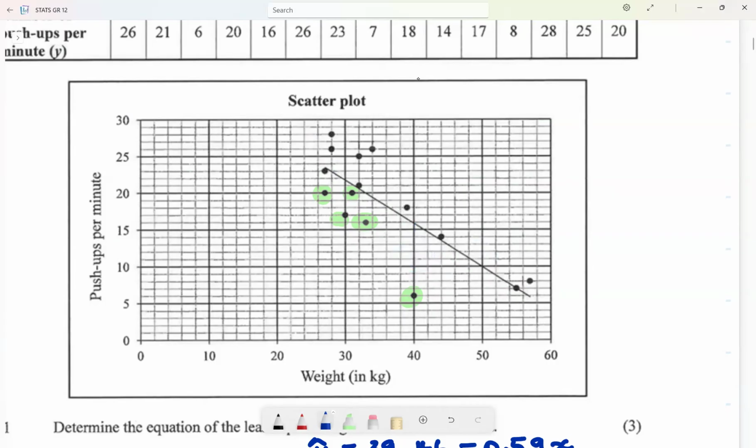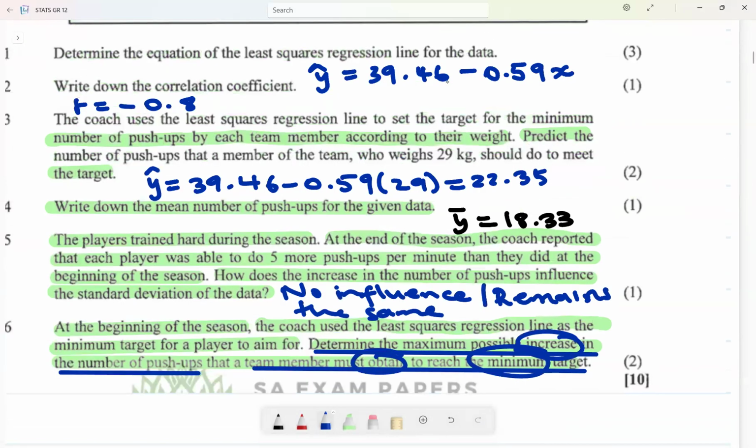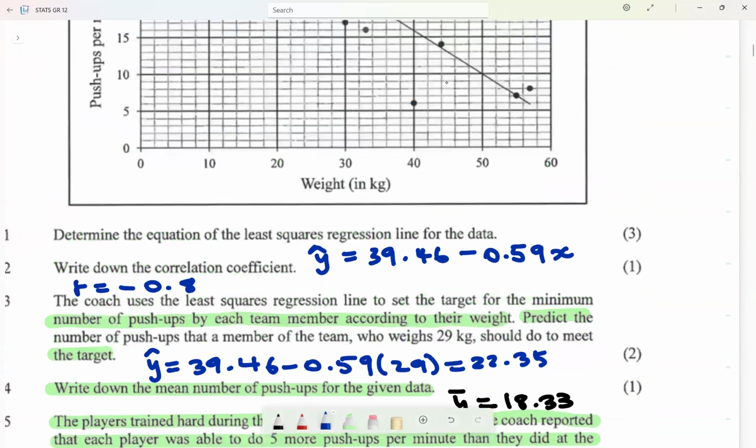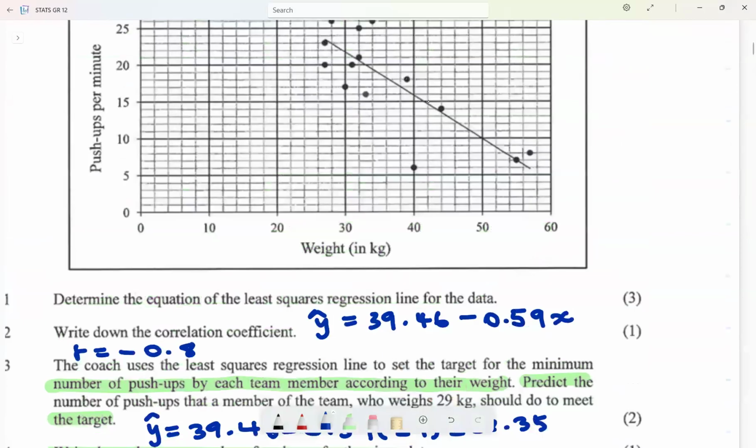Because can you see from here to here, maybe he needs 3 push-ups, this one needs 4 push-ups, this one two, this one one. But this one needs a lot of push-ups to meet the requirement. So the question is asking about that particular person: determine the maximum possible increase.